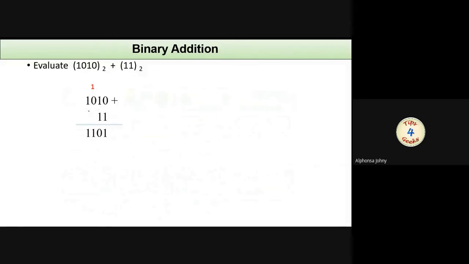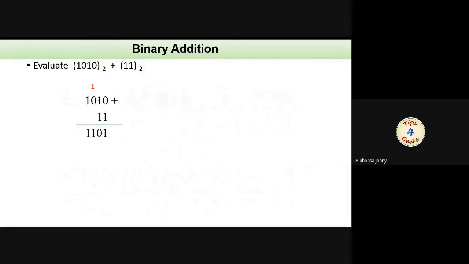So this one is just copied to here, since there is no bit to add. So the result is 1101. What is 1101? 8 plus 4 plus 0 plus 1, that is 13. So we are adding 10 plus 3. We will get the answer as 13. I think it's clear to you.